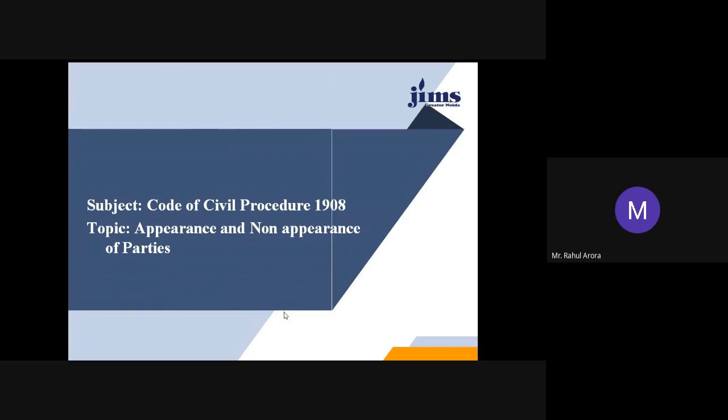Thereafter, after looking into the said document, the court may admit that plaint and register it as a civil suit in the court of law. Thereby, it becomes the civil suit.